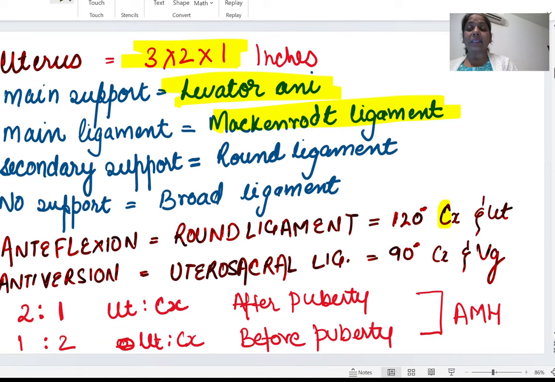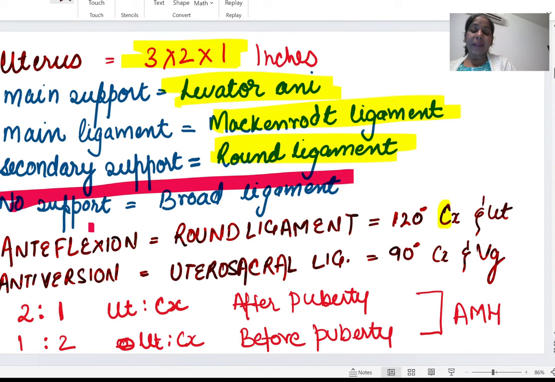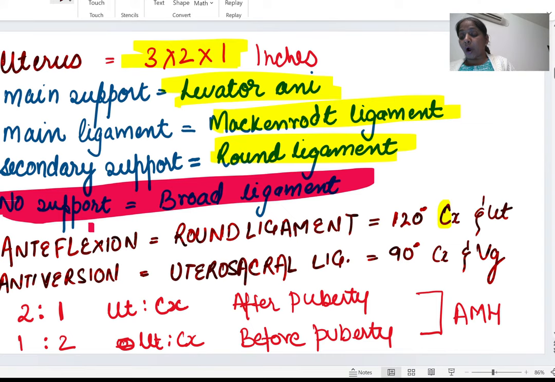So no one of you will lose marks. Yes. Very good, Dr. Isra. The round ligament is the secondary support. Okay. The ligament which gives no support? Come on, everybody, this is the most frequently asked question. The ligament which gives no support is the broad ligament. Okay.